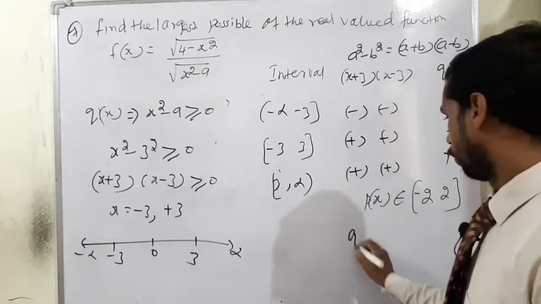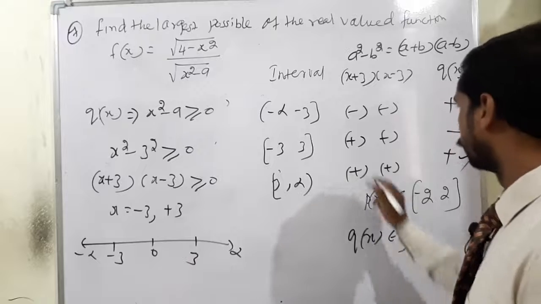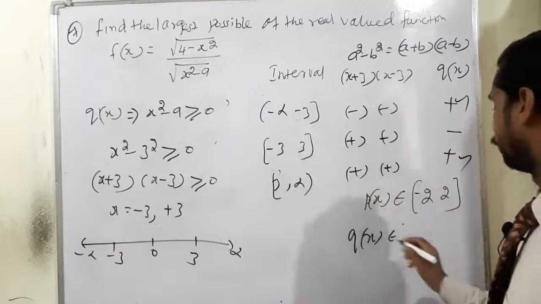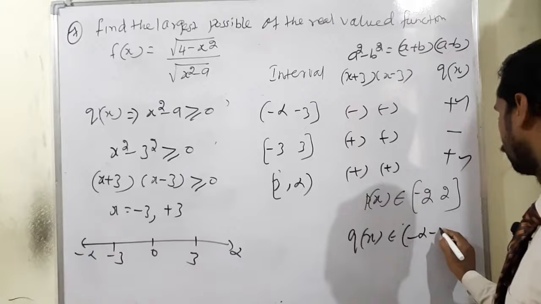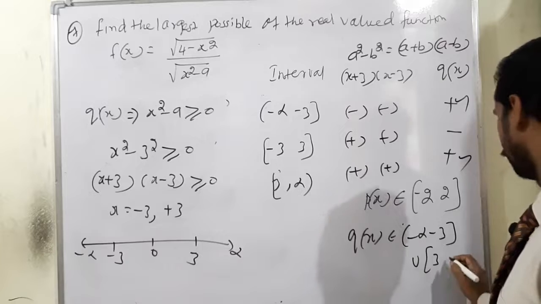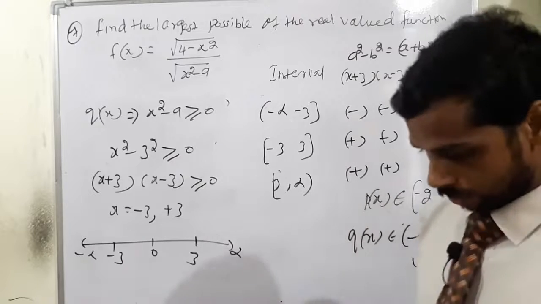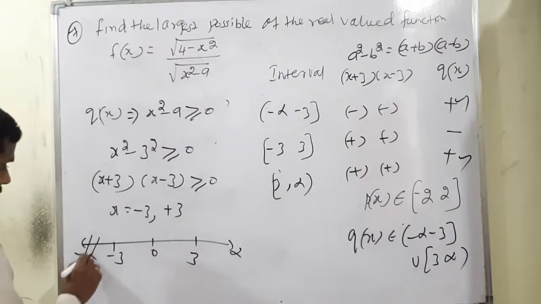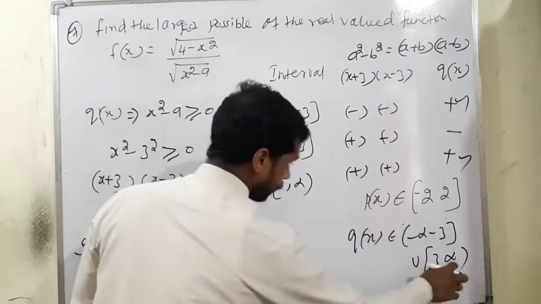Therefore the q of x belongs to minus infinity to minus 3, then union of positive 3 to infinity. So the condition minus infinity to minus 3, so this is the range. The last one, 3 to infinity.